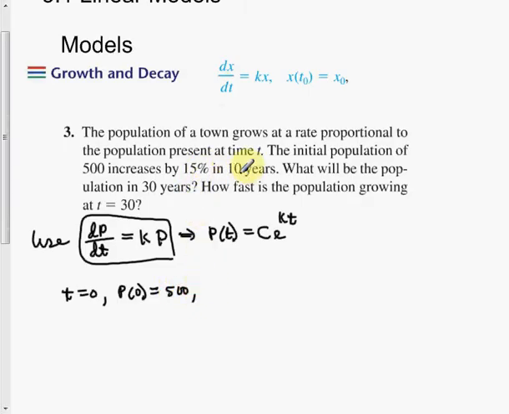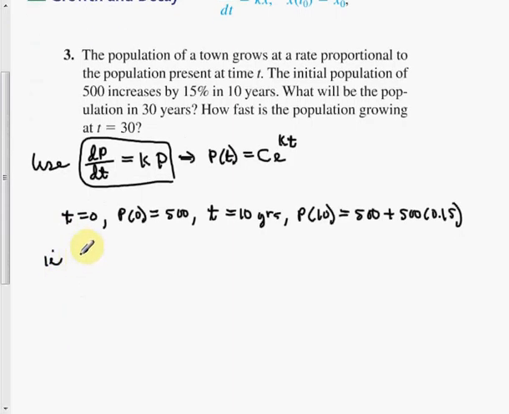And then it says in 10 years, the population grows by 15%. So when t is equal to 10 years, the population at 10 is equal to 500 plus 500 times 0.15. That is, P of 10 is equal to 575.